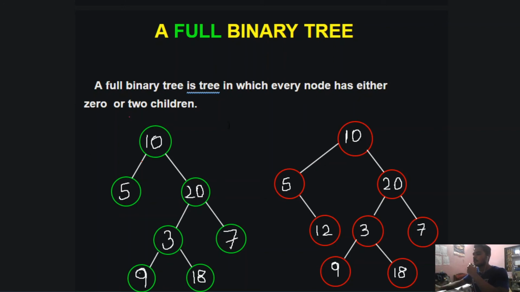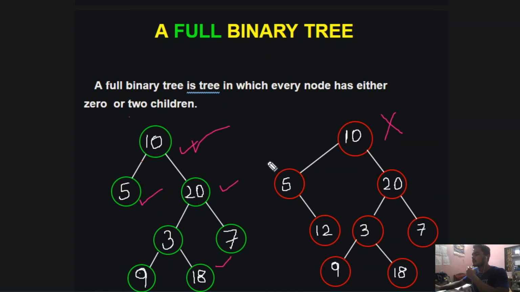So this here is an example of a full binary tree and this is not. Let's see why. Our condition is that every node has either 0 or 2 children. So here it has 2 children. This has 0 children, this has 2 children, this has 2 children. So it is pretty simple.